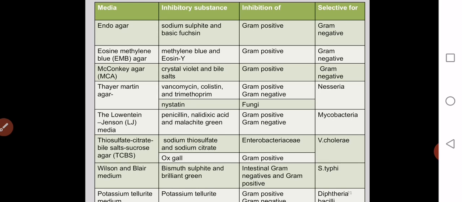Then Wilson and Blair medium for the selective isolation of Salmonella typhi, the pathogenic agent of typhoid, which inhibits intestinal gram-negative and gram-positive organisms by the presence of bismuth sulfite and brilliant green. Then another one is potassium tellurite media for the selective isolation of diphtheria bacilli. Right. So all these are different examples under selective media. Fine.